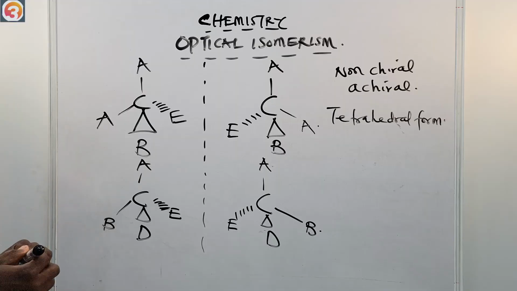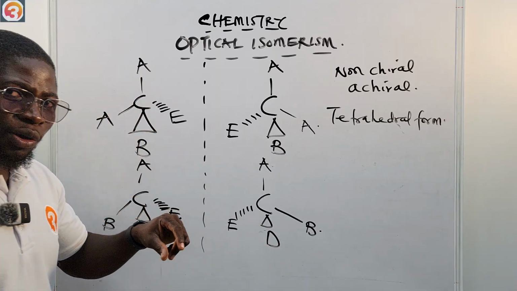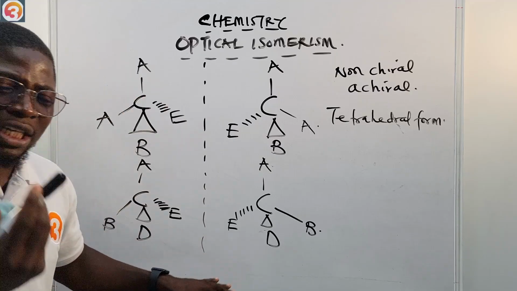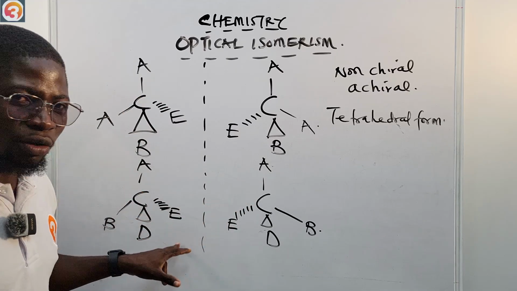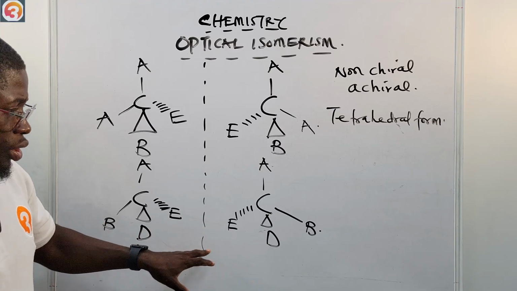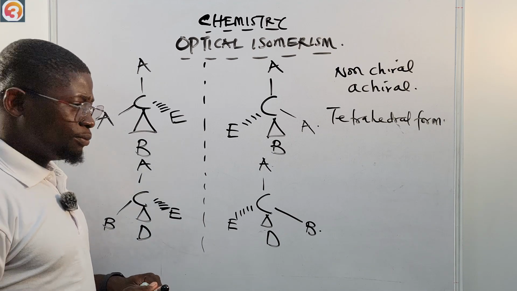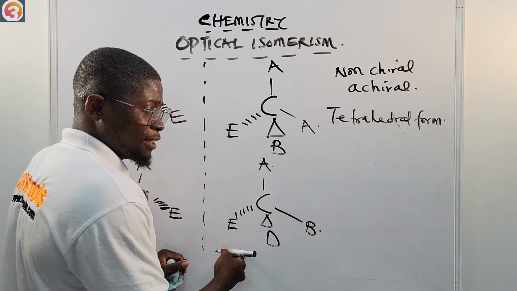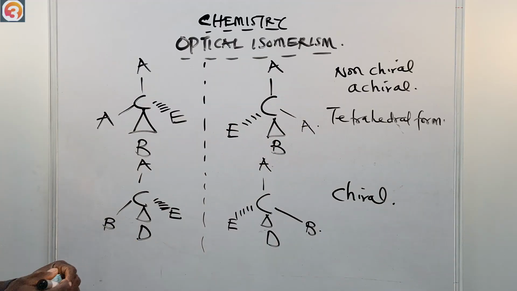And, of course, no matter how you rotate this molecule, no matter the amount of rotation you give to this molecule, it can never fit into this. You can never superimpose it on this. They are mirror images of each other. They are non-superimposable. Because they are non-superimposable, you say that this molecule is chiral. We say that this molecule is chiral.